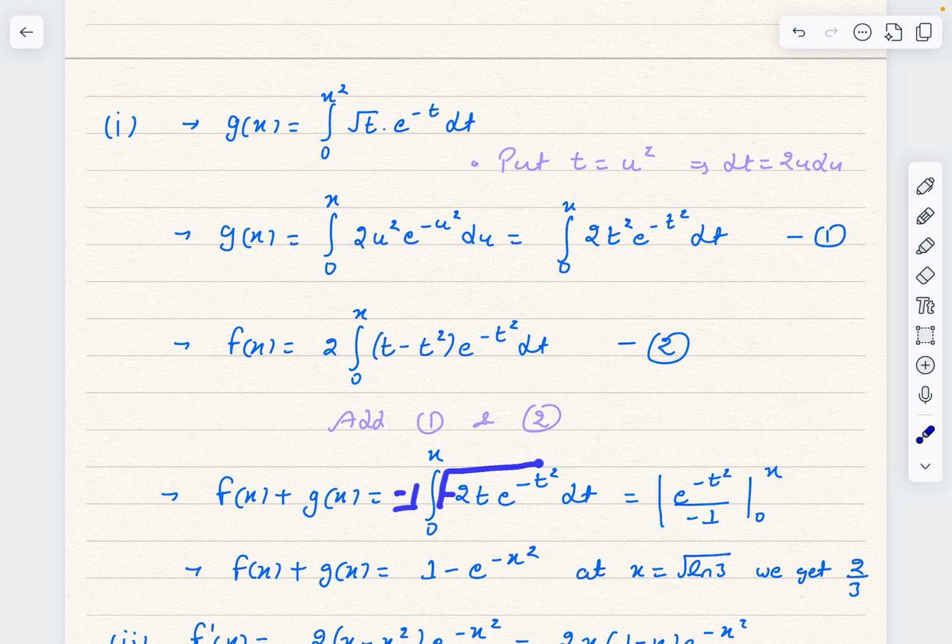And this integration will directly be e power minus t square. This minus 1 will be here. Limits are 0 to x. When you put the value of limits, you get 1 minus e power minus x square. Now, in one of the parts, they're asking the value of this thing at x equal to square root of ln 3. So when you put x as square root of ln 3, this will become e power minus ln 3, 1 minus that. E power minus ln 3 will be 1 by 3, so you get 1 minus 1 by 3, which will be 2 by 3.